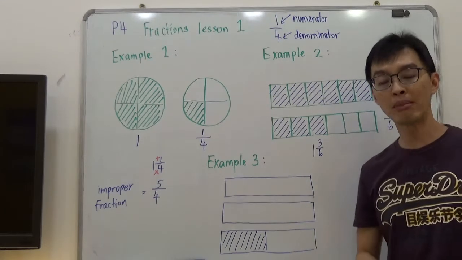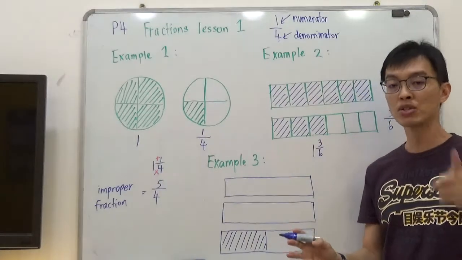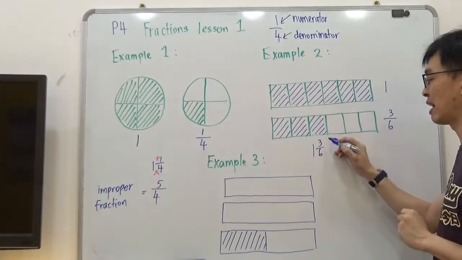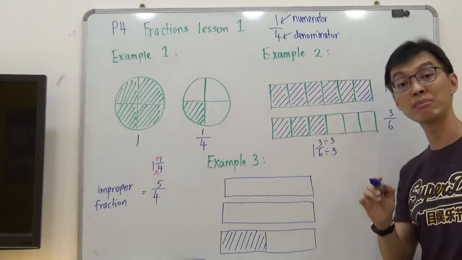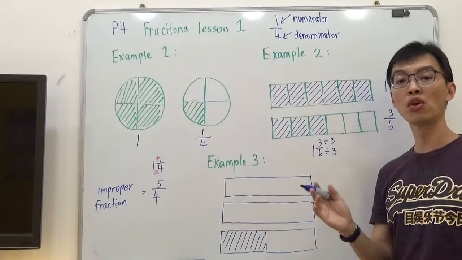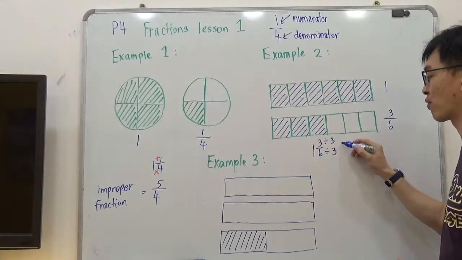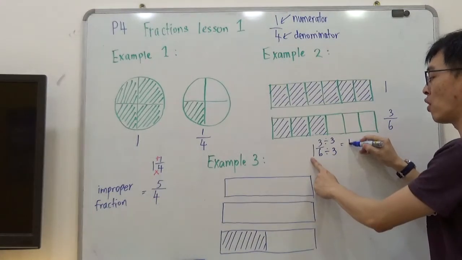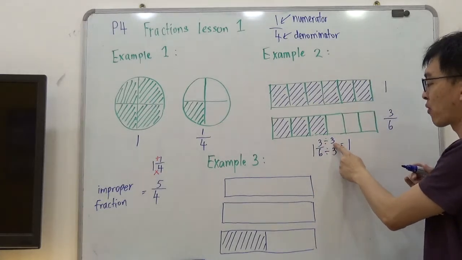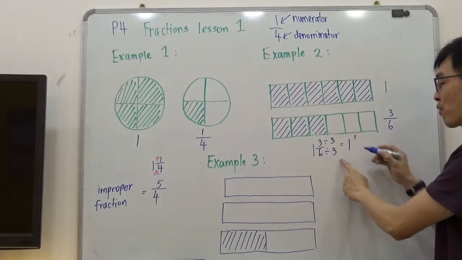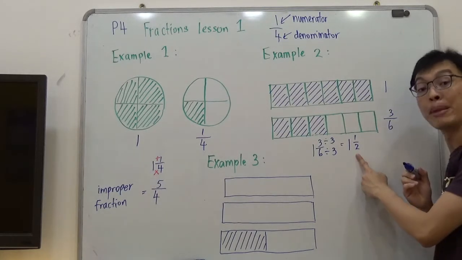Always remember, in P3 you have already learned simplest form. So make it into simplest form first. Now, you must know your times table really well. Don't forget P4 pupils, your times table must be powerful. So divide by 3, and the 1 whole will remain. Whole number doesn't change. 3 divided by 3 is 1. 6 divided by 3 is 2. So this is now your mixed number.